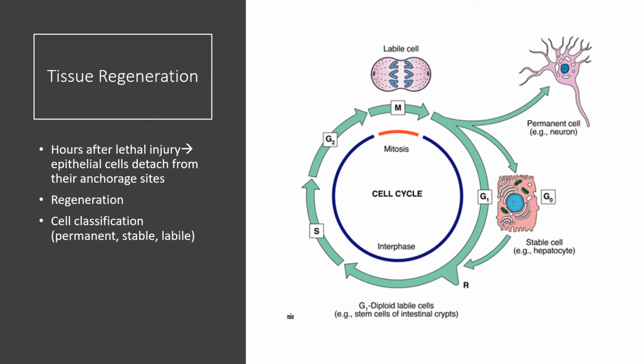So I do want you to know the differences between permanent, stable, and labile, and know the examples that I gave. So again, for the permanent, I gave the cardiomyocytes and the neurons. For the labile, I gave the epithelial cells of the skin and the GI tract, as well as the bone marrow. And the stable cells are the hepatocytes, the kidney cells, the skeletal muscle fibers, and things along those lines. So please know the differences between these cells and what classifies these cells in each condition.